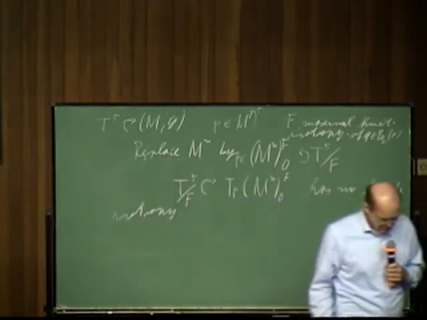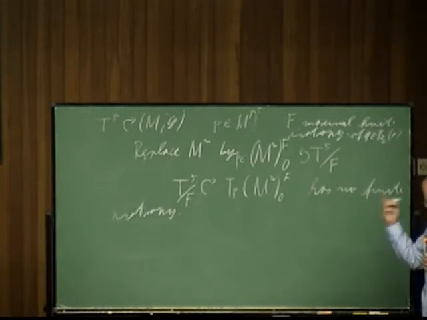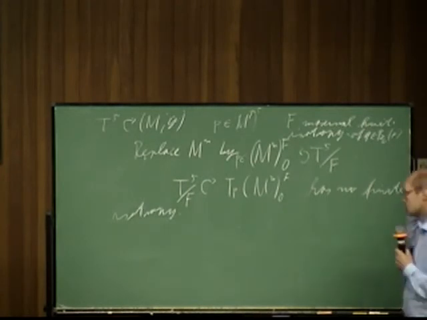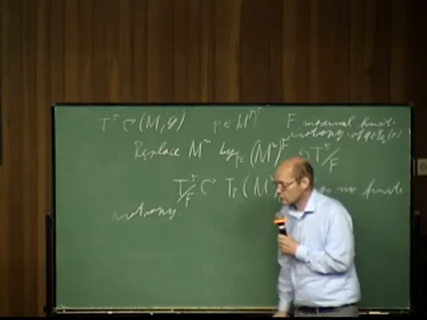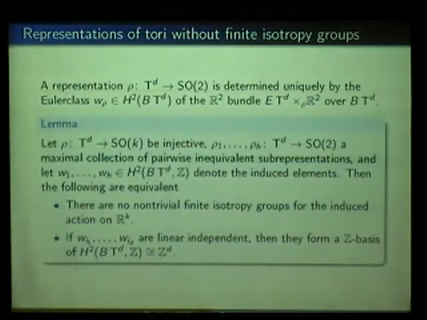And so the second, to some degree, the main point, or one of the main points, is that this is something really, really special. To have a representation of a torus without finite isotropy, those representations have lots of rigidity properties, right? If you have a representation of a torus, you can identify it with an element of H2 of the classifying space. I mean, there are different ways of doing it. If I have time, this will come up again. That's why I put it this way.